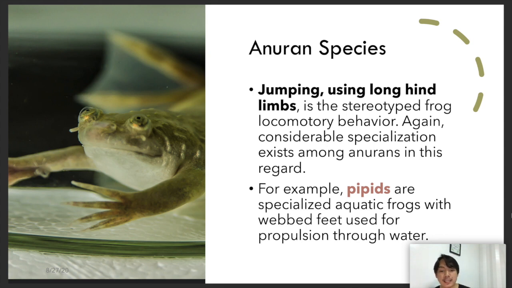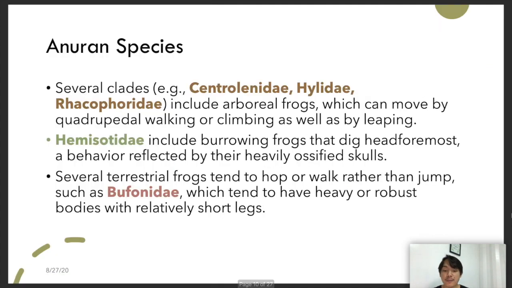Several clades like the Centrolenidae, Hylidae, and Rhacophoridae include the arboreal frogs, which can move by quadrupedal walking, climbing, as well as by leaping. These are climbing frogs. Hemisotidae include burrowing frogs that dig head foremost, a behavior reflected by their heavily ossified skulls. Their skulls must be ossified, with a large content of calcium carbonate, so that when they dig using their heads to burrow, they are not harmed by the rocks.